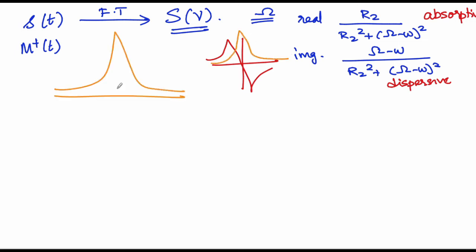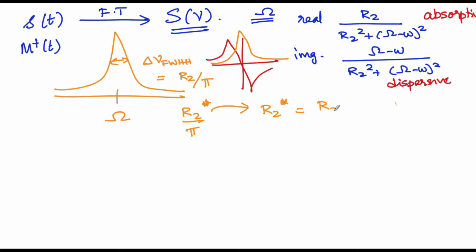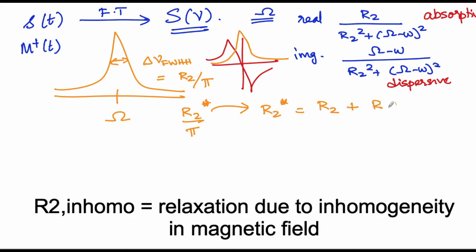In the absorptive part, when you get the resonance at omega, the full width at half maxima, or the full width at half height, will be given by R2 by pi. In reality, you get something like R2 star by pi. This R2 star is nothing but a combination of the pure R2, which arises due to relaxation, and also due to inhomogeneity of the magnetic fields.